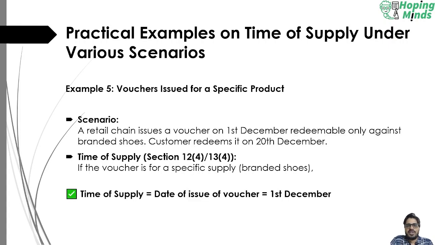Next we have vouchers issued for a specific product. A retail chain issues a voucher on 1st December redeemable only against branded shoes. Customer redeems it on 20th December. Here, the time of supply is as per section 12 subsection 4 and section 13 subsection 4. If the voucher is for a specific supply, that is branded shoes, here the supplies are identifiable as it is for a specific product. So the time of supply will be the date of issue of voucher, that is 1st of December.